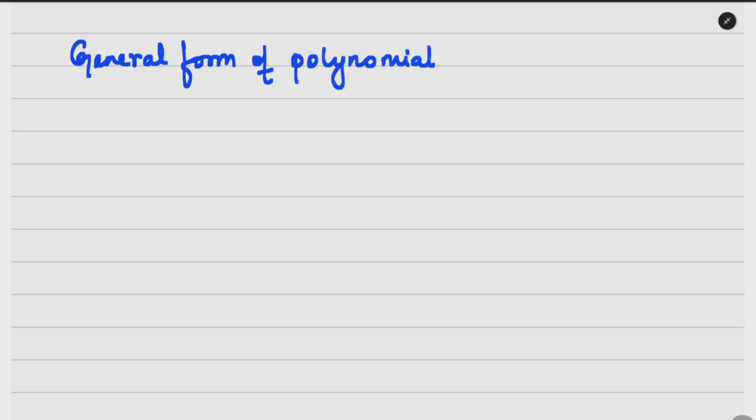The next one is, what is the general form of a polynomial? Let me write it for you. General form of a polynomial. So if a polynomial has a variable x, then you can write the polynomial as p of x is equal to ax plus b. Okay, this is the general form of a polynomial, right?